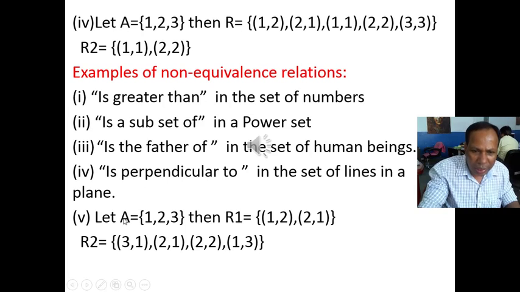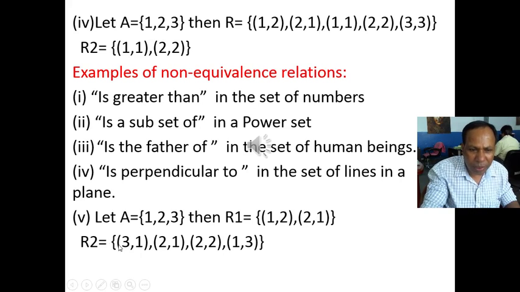Now let us consider set A containing three elements 1, 2, 3, and we have taken the relation R1 containing the elements (1, 2) and (2, 1). A related to B and B related to C should imply that A related to C to make it transitive. So this relation is not transitive. Again, it is not reflexive because (1, 1) is not there, (2, 2) is not there, and (3, 3) is not there. Though it is symmetric because (1, 2) is present means (2, 1) is present. So it is symmetric in nature, but it is neither reflexive nor transitive.